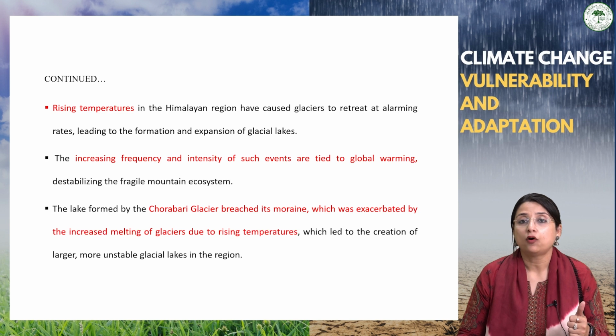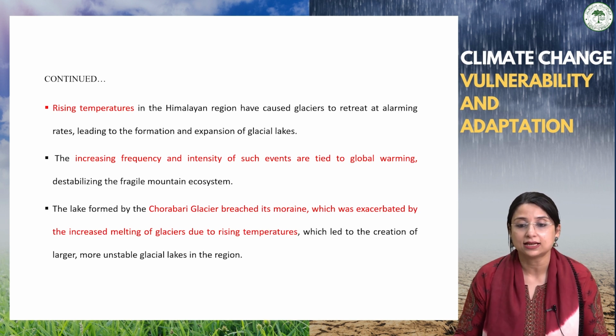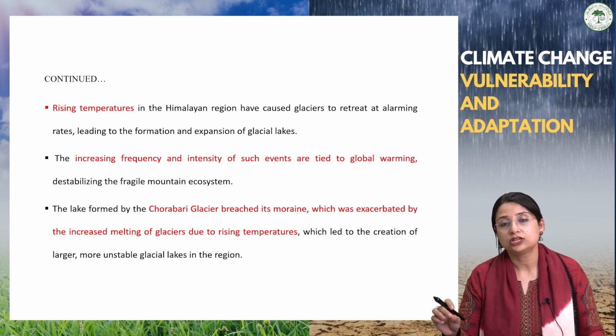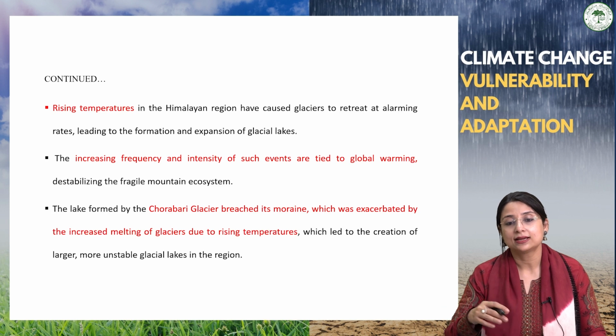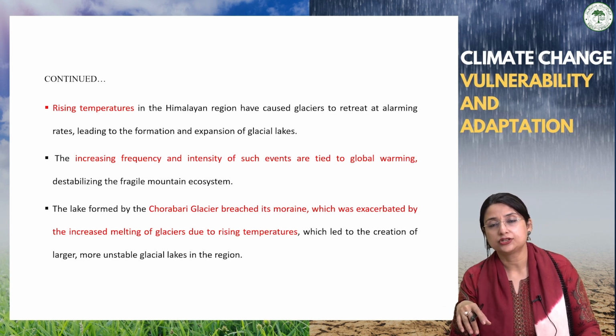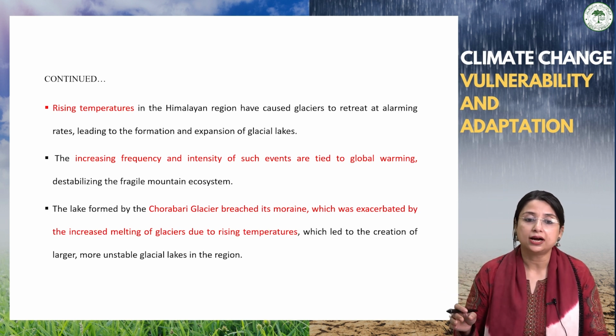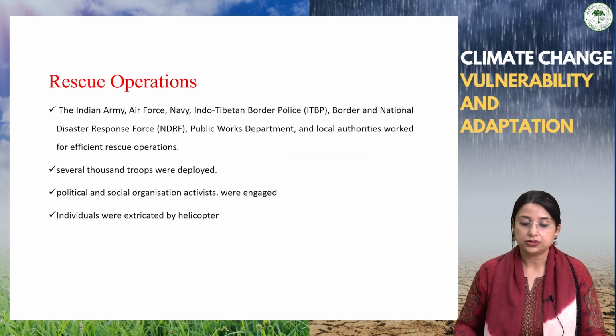That's why the lake formed by the Chorabari glacier breached its moraine, which was again exacerbated by the increased melting of the glaciers due to the rising temperature, and that led to the creation of larger, more unstable glacial lakes in the region.